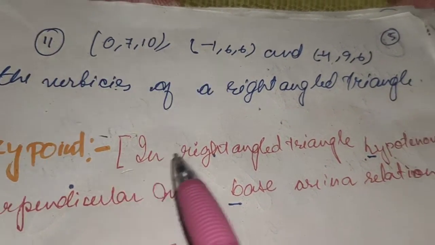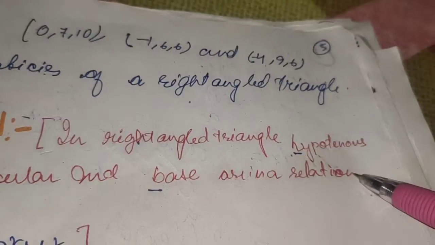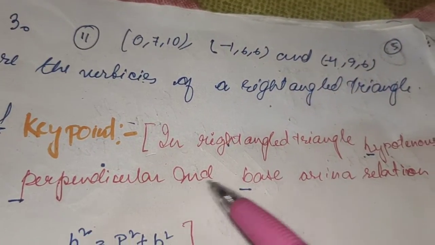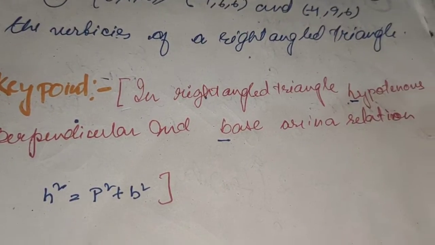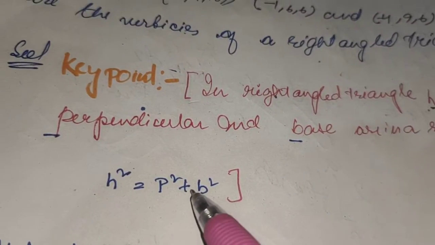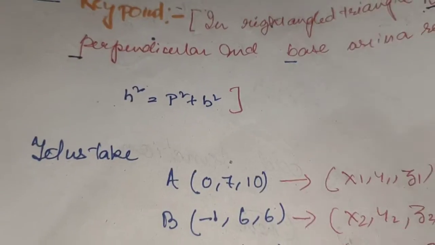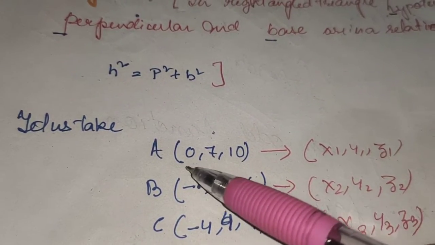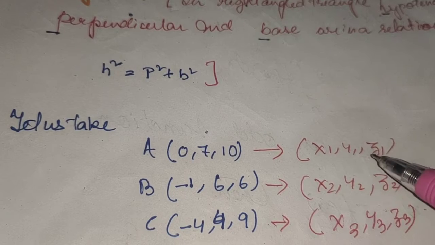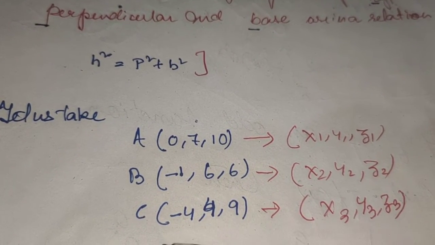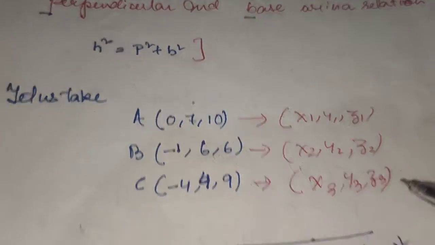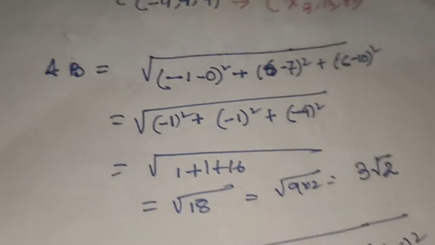The key point is, in a right angle triangle, the hypotenuse, perpendicular and base are in a relation, and the relation is: hypotenuse square is perpendicular square plus base square. So let us take A as (0, 7, 10), that is x1, y1, z1; B as (-1, 6, 6), that is x2, y2, z2; and C as (-4, 9, 6), that is x3, y3, z3. Then first of all we will find out AB.